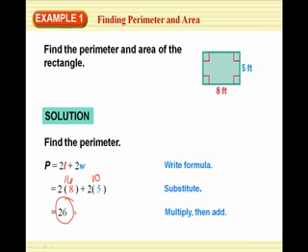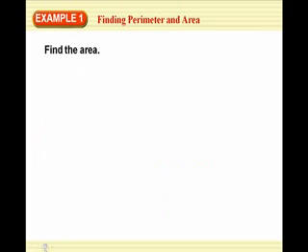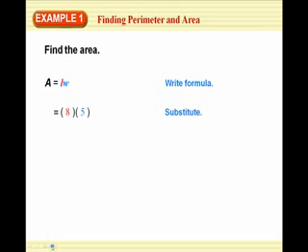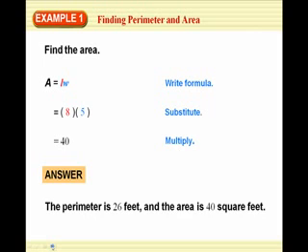And it should be feet. I don't know if it'll cap it at the end. Maybe it will say it at the end that it's 26 feet. Now finding the area. You remember the formula for the area is just length times width. So you substitute in the 8 times 5, and the area is 40. So the perimeter is 26 feet. The area is 40 square feet.